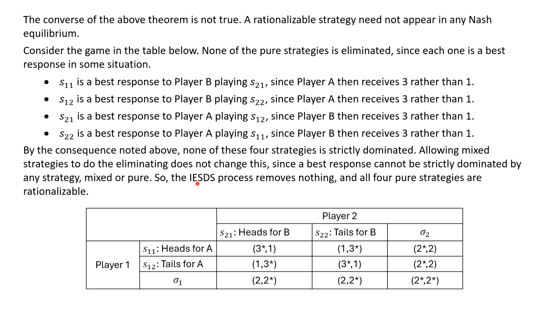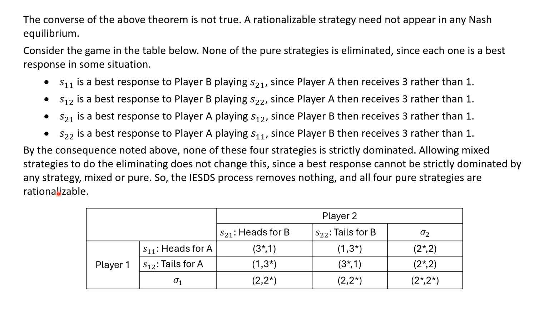So the IESDS, in other words this elimination process, removes nothing, and all 4 pure strategies are rationalizable. That's this one, this one, this one, and this one, what's referred to here as the 4 pure strategies. So the theorem does not hold in the reverse direction, as we'll see on the next slide.